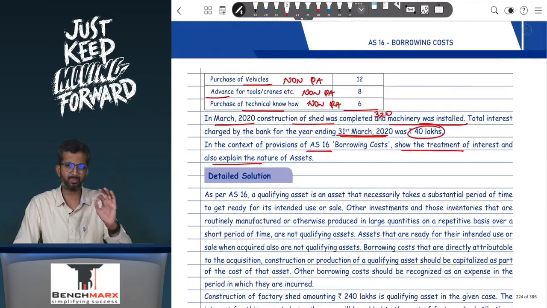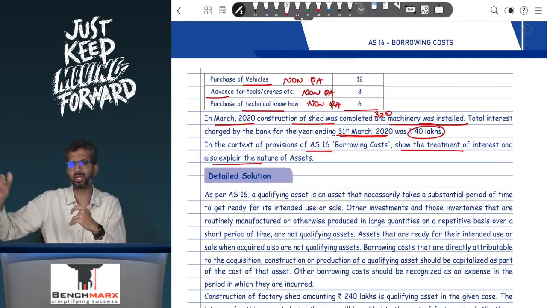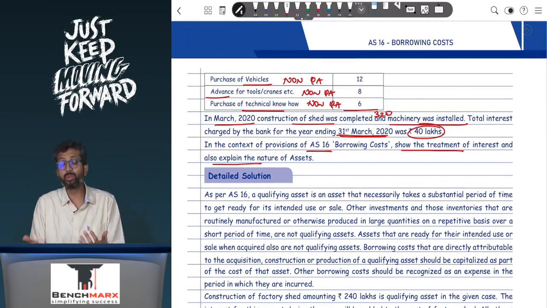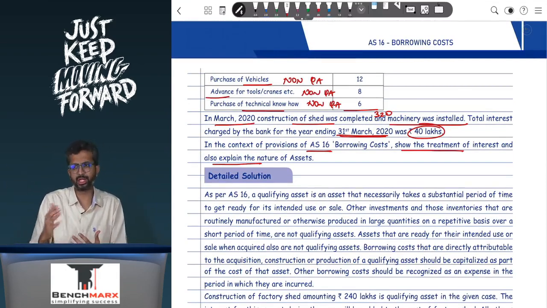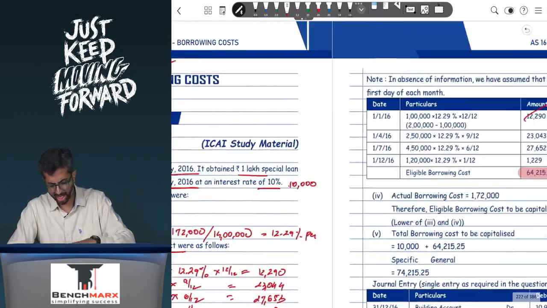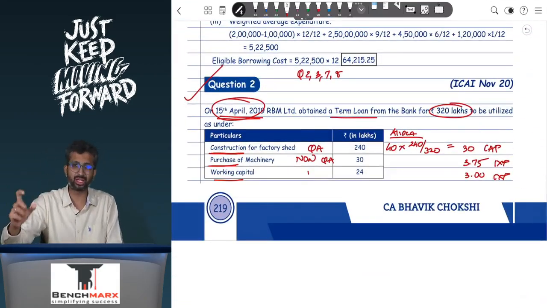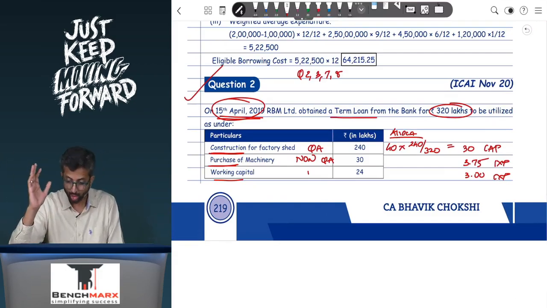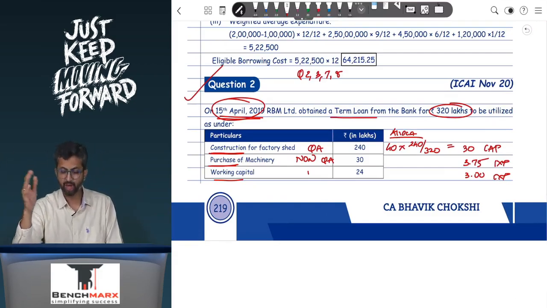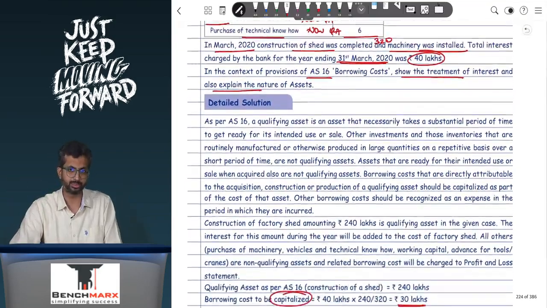For an exam presentation, preferably explain that as per AS 16 what is a qualifying asset, what should be the treatment of borrowing cost for a qualifying asset, and what should be for other than a qualifying asset. Then say in the given case the treatment would be, so you will identify all of these items, next to that a qualifying asset, non-qualifying asset, allocate interest, and next to that write down. For 30 you can say capitalized, for 3.75 expense to P&L, 3 expense to P&L, and so on for all the other items as well.